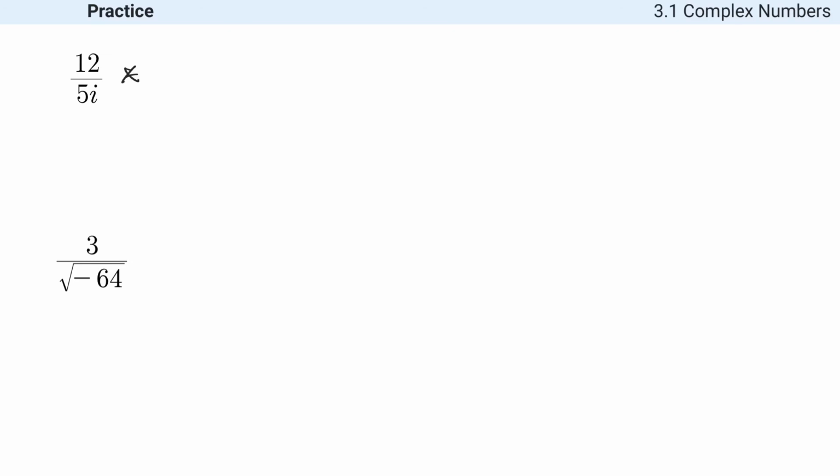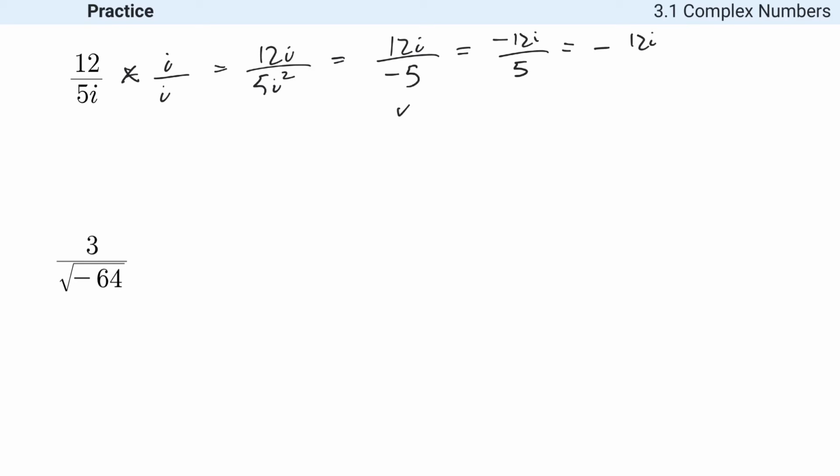So here I would multiply top and bottom by i. So I get 12i over 5i squared, or 12i over negative 5. Done. I guess you could rewrite that as negative 12i over 5. Typically, we like to put the negative on the top instead of the bottom, but this is still correct. Even putting the negative in the middle is correct too.